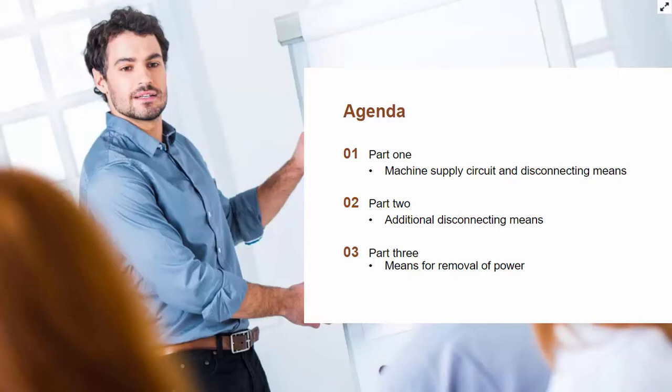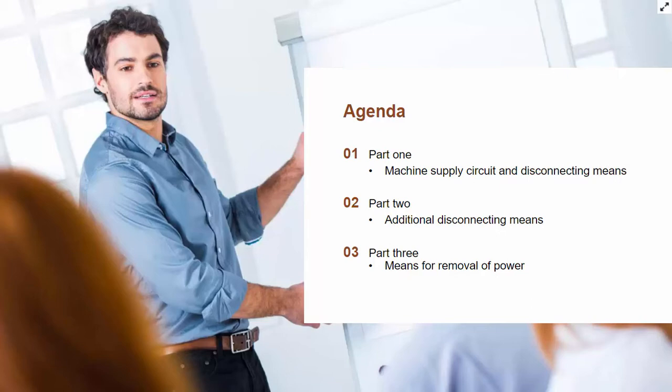In Part 2, we will cover additional disconnecting means for a machine. We will discuss permitted types of disconnecting means, their method of operation, which is a very important part of Chapter 5. In Part 3, we will cover means for removal of power. Removal of power is not only accomplished by a disconnecting means, but other devices which may not disconnect the source of supply from the machine.